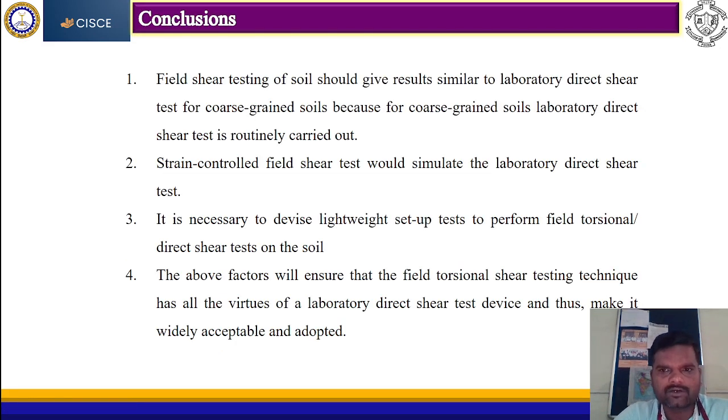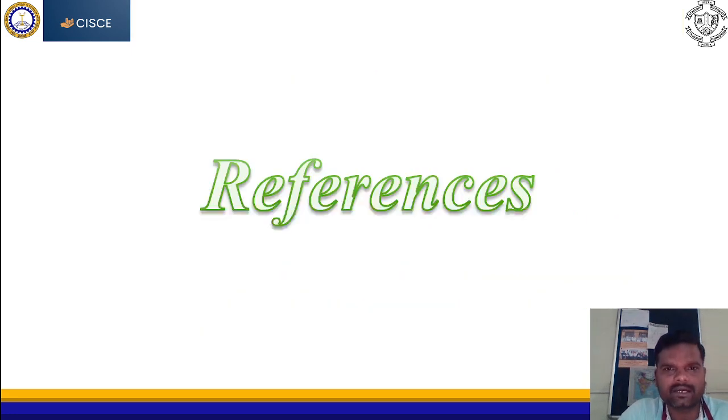So I conclude that the field test should give results comparable with the laboratory direct shear test for coarse grain soil. It should be a strain control test. It should be a lightweight setup that can be performed in the field, without electricity. The field torsional direct shear test has all the virtues of the laboratory direct shear test device, and thus makes it widely acceptable and adoptable.